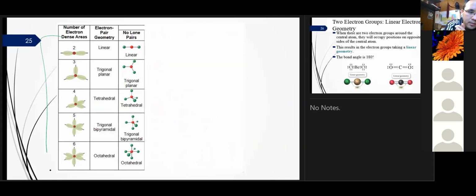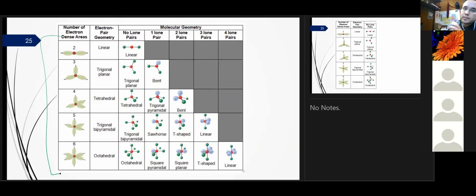By the way, Professor Lau, you want us to remember this whole chart for the exam? Do we need to know this whole chart? What other charts are we supposed to memorize for chapters 9 and 10?